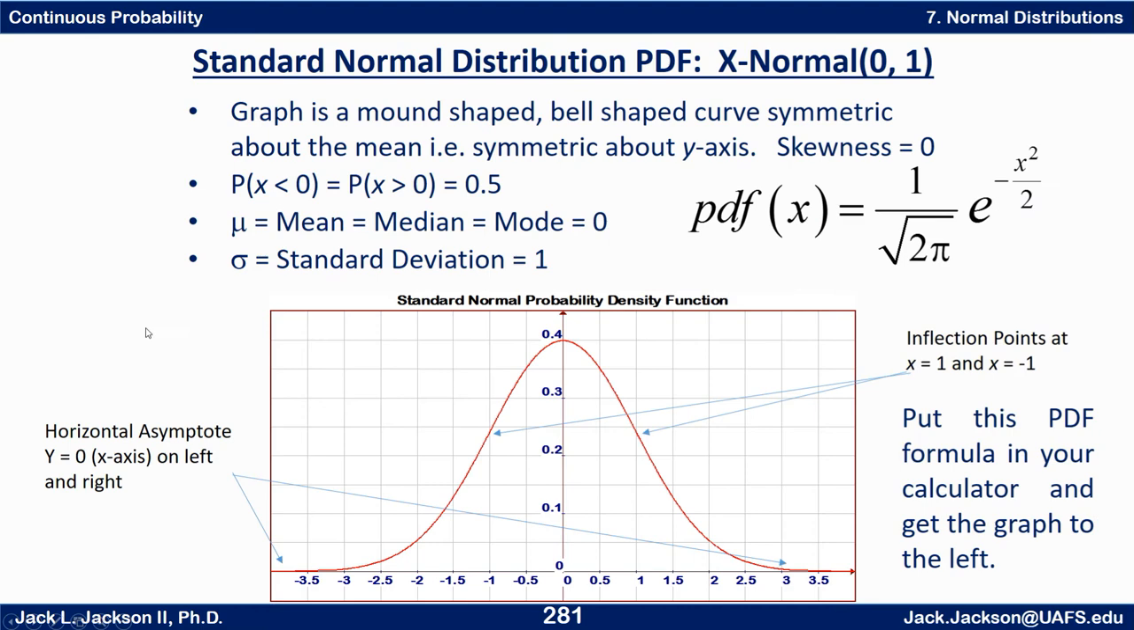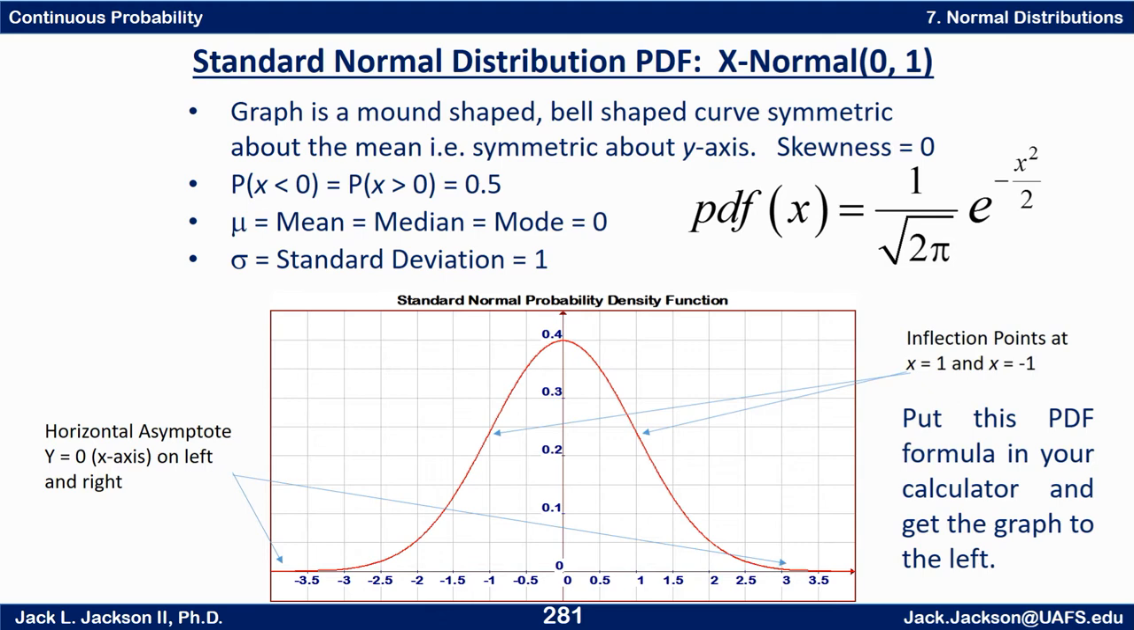So here is the PDF graph, the probability density function graph, for a standard normal distribution. Standard normal distribution means it has a mean of 0 and a standard deviation of 1. Like all normal distributions, the graph is mound-shaped. The PDF graph is a bell-shaped curve, and it's symmetric about the mean, which in this case is the y-axis, x equals 0. Since it's perfectly symmetric, it has a skewness of 0.